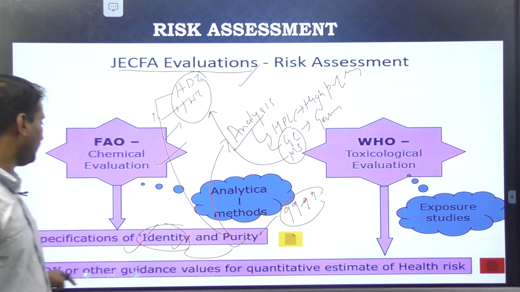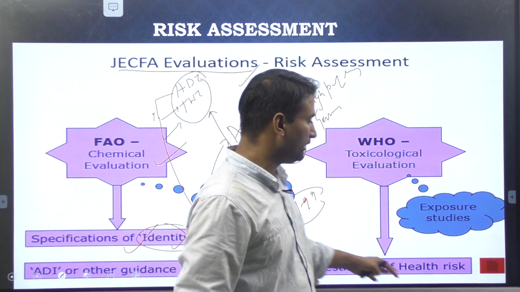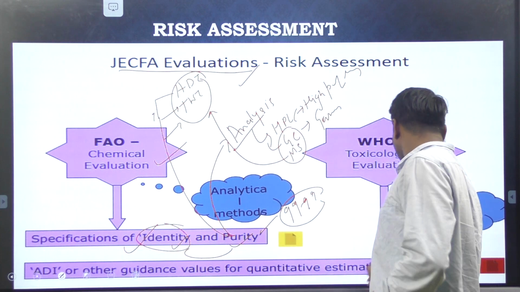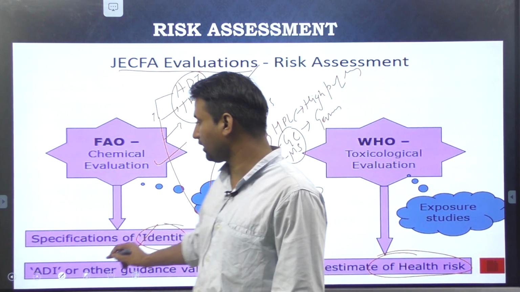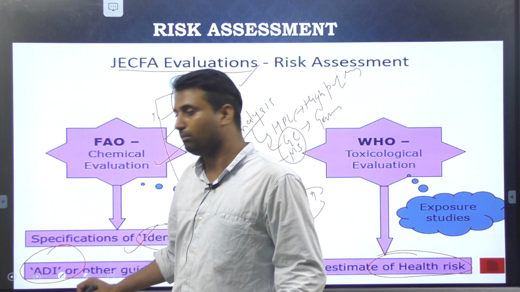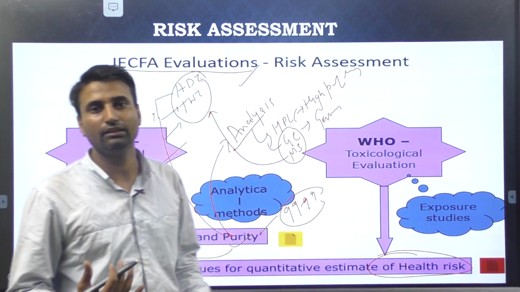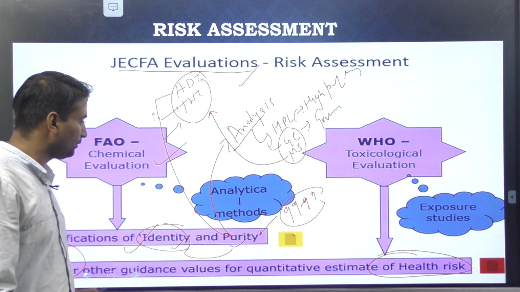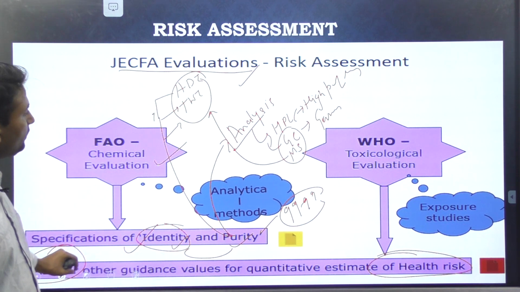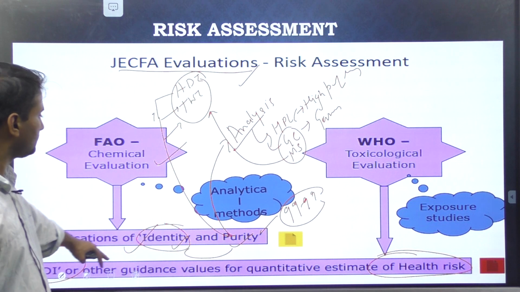The next is your ADI and other guideline values for the qualitative and the health risk. So we are going to calculate this ADI because we just wanted to know the health risk, whether the health risk is there or not from this particular food additive. So we have to know certain things at this stage.